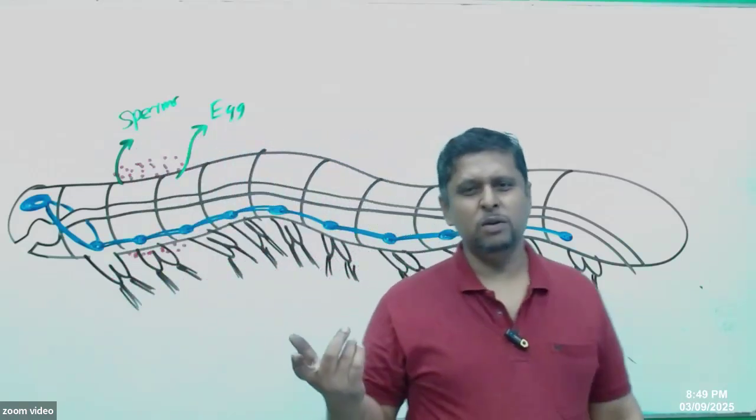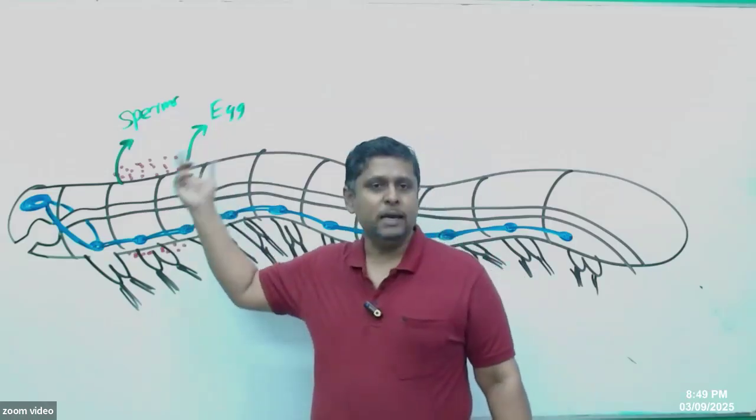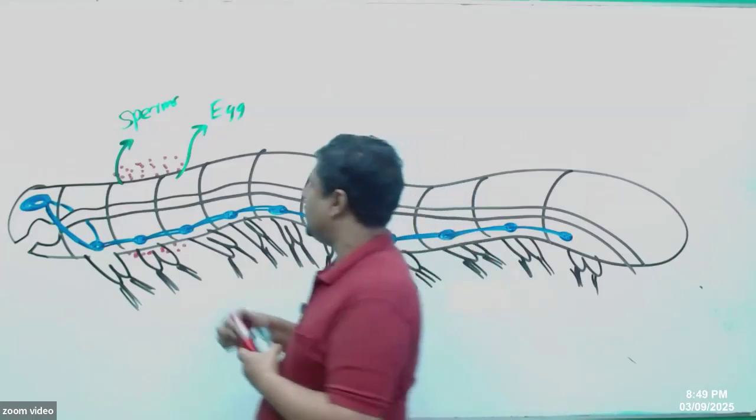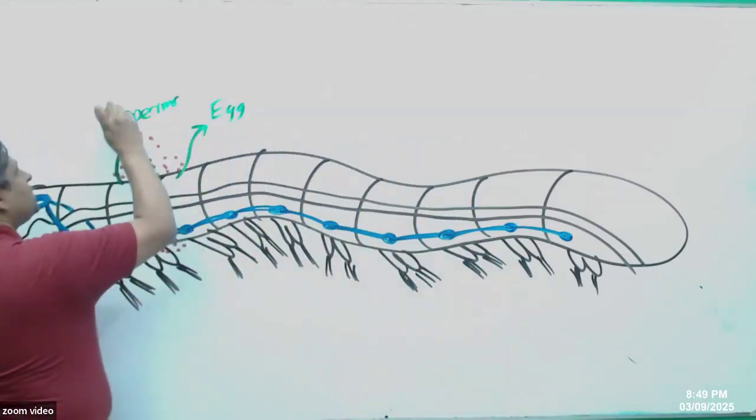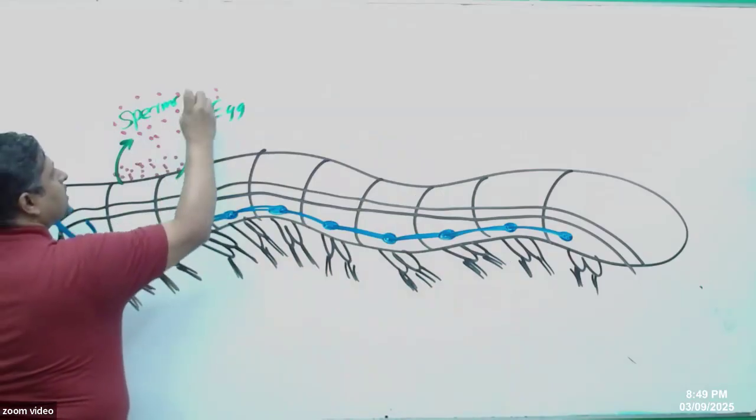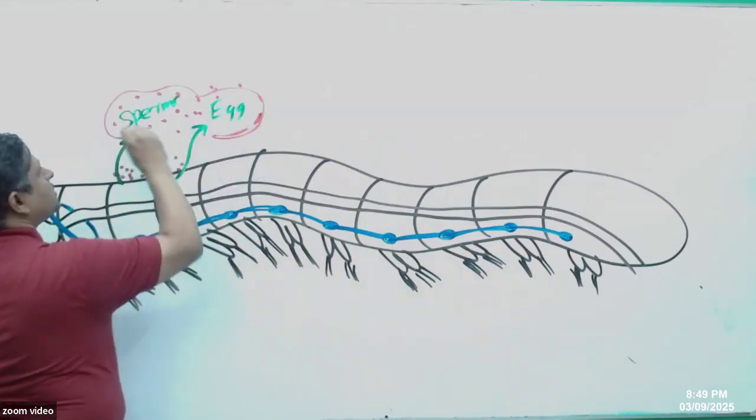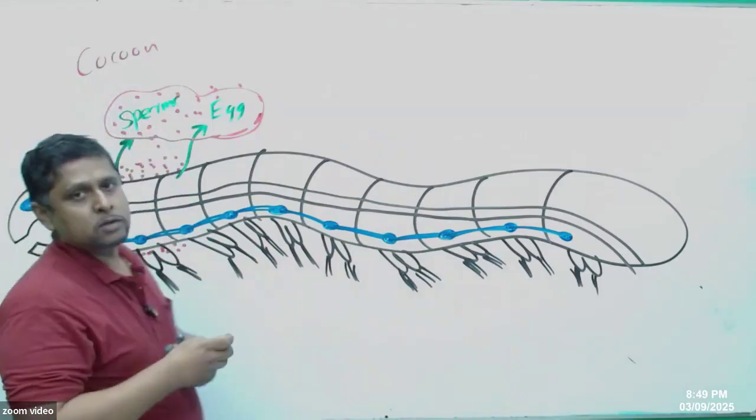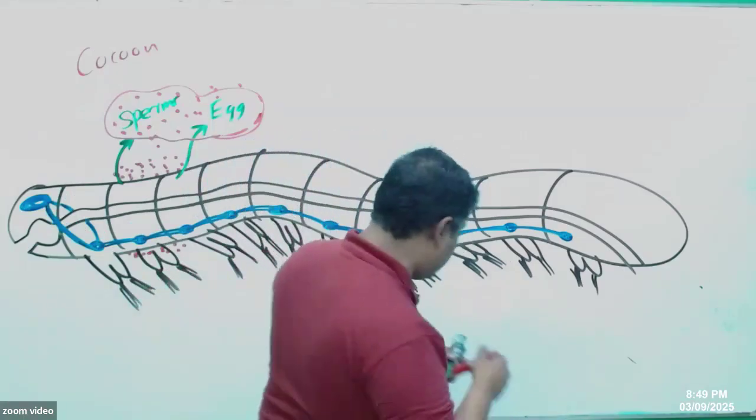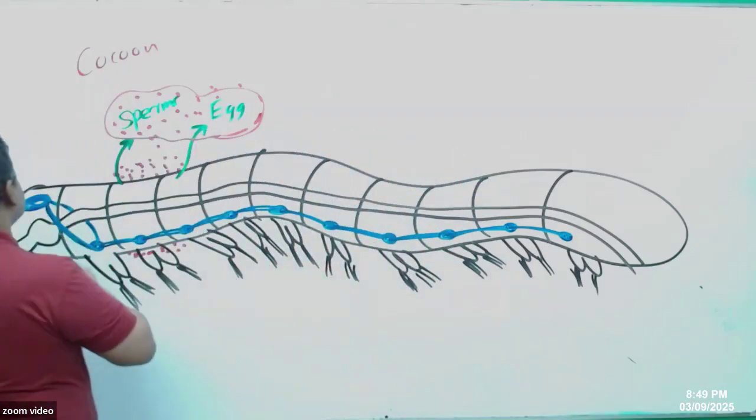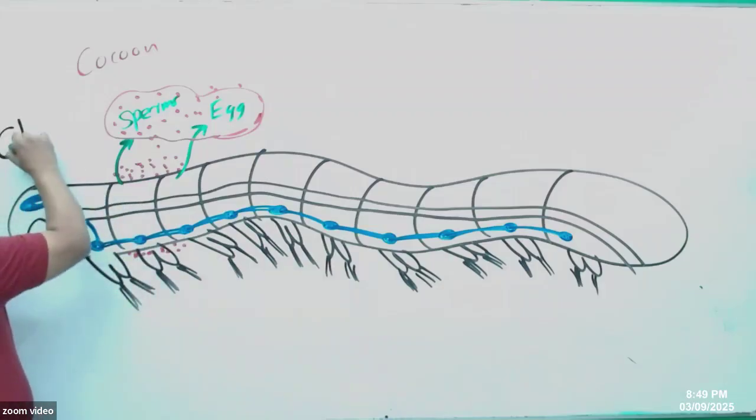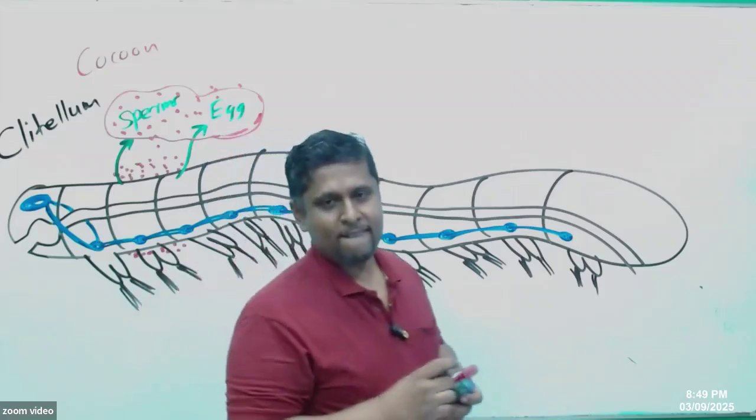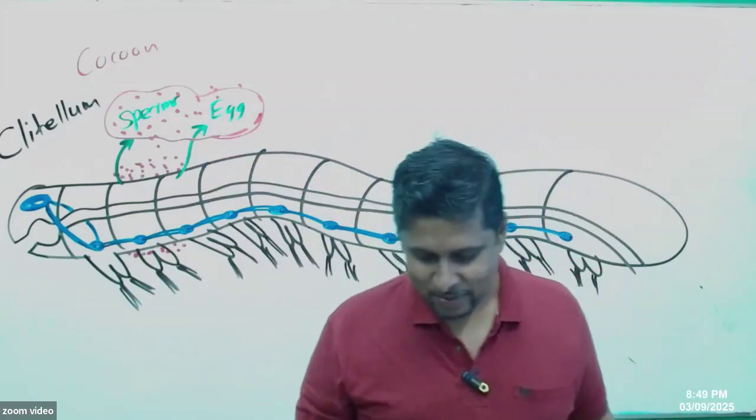Some are bisexual, some are unisexual. So they release sperms and eggs. And these sperms and eggs are going to fertilize in this slime released by these segments. The slime released by the segments helps in secreting a cocoon. So the clitellum secretes a cocoon. Clitellum is the glandular segments.